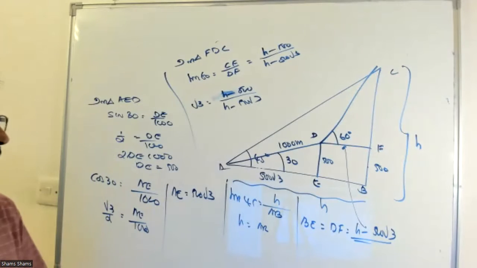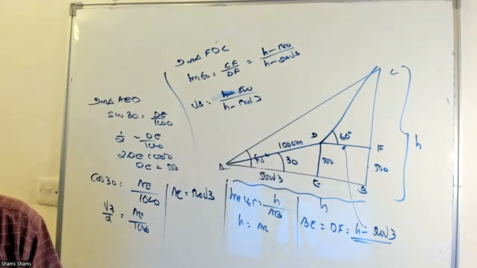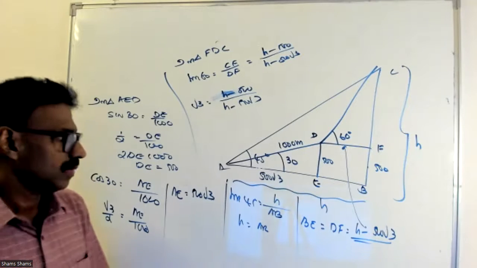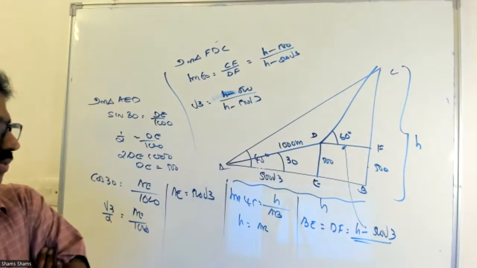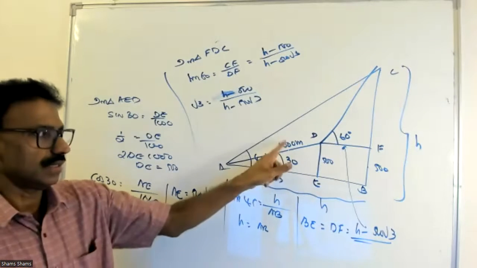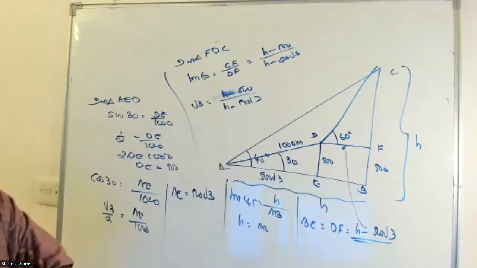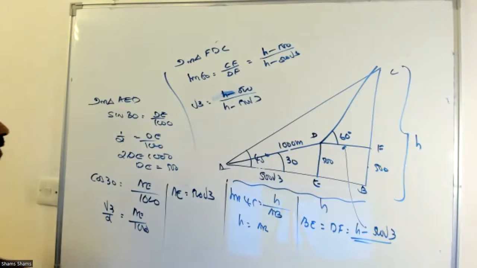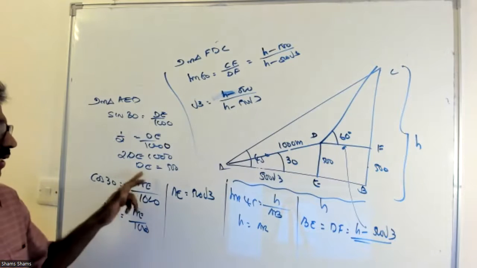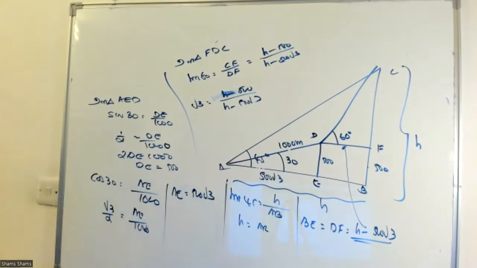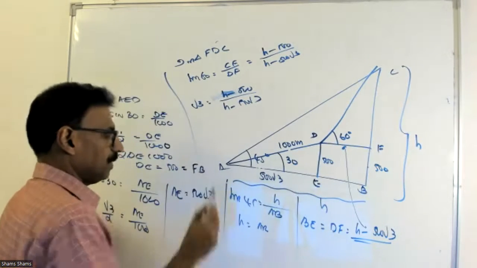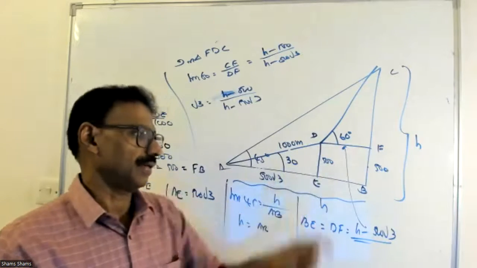Then after that, in triangle AED, sine 30 equal to DE by 1000. You already marked DE by 1000. Sine 30 is 1 by 2, so 1 by 2 equal to DE by 1000. 2 DE equal to 1000, DE equal to 500, equal to FB. You mark 500 here, 500 here.